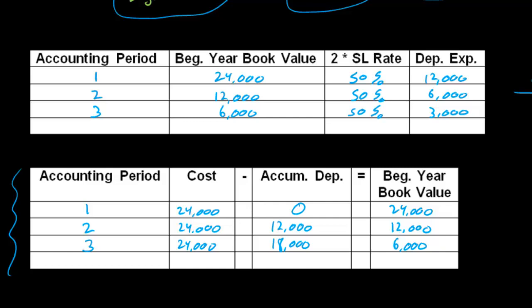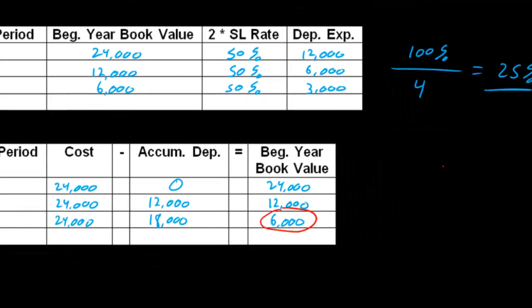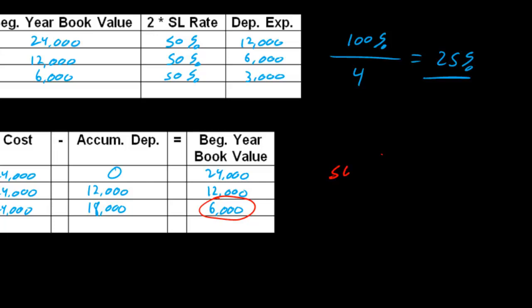But there's something else we've got to check. Remember with double declining balance, we do not deduct the salvage value. We don't take out the salvage value. But we still cannot depreciate the asset below its salvage value. So what that means is that the book value of the asset can never be below the salvage value of the asset. And you can see at the beginning of year three, my book value of the asset was $6,000, right? And we know the salvage value for this asset is $4,000. So we cannot depreciate the asset such that the book value is below the salvage value.